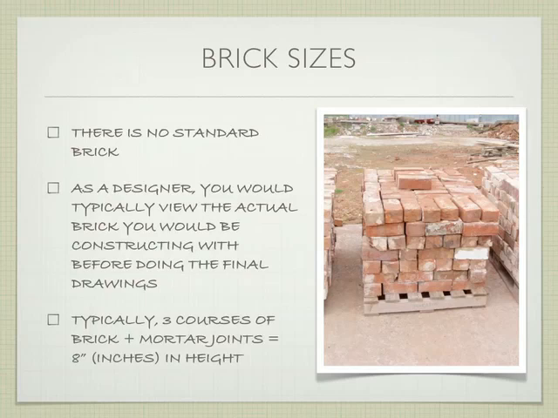So if you're going to design a building that's made out of brick, you really need to know which exact brick you're going to use. So let's say you're an architect. You would go pick the exact brick so that you can design your whole building around that particular size. And so typically speaking, we're looking at 3 courses of brick to be somewhere right around 8 inches. 3 courses of brick with mortar is going to be somewhere around 8 inches.